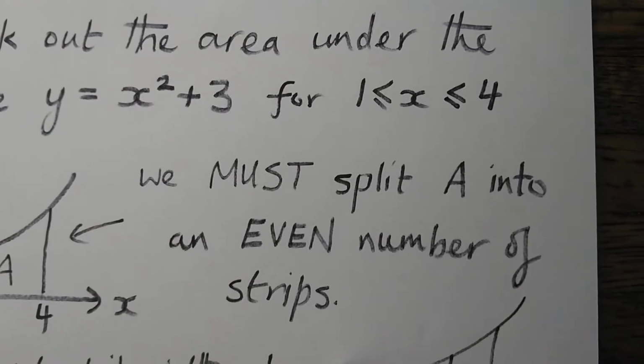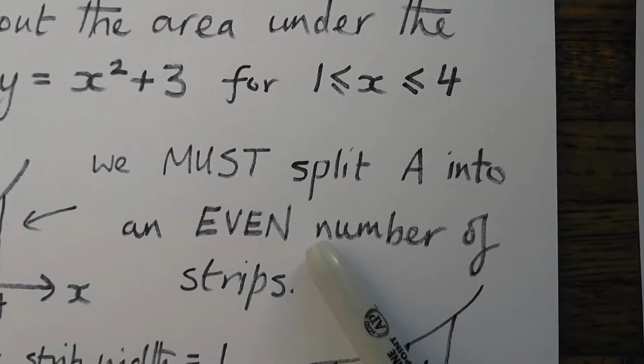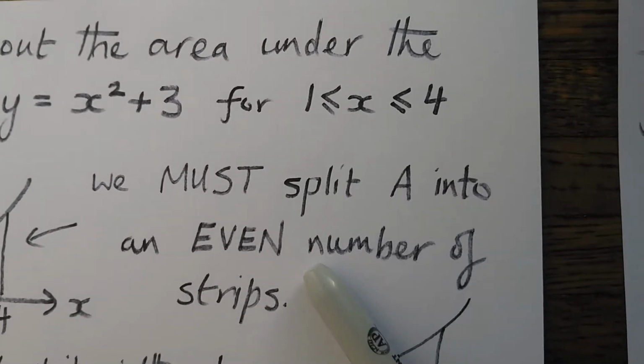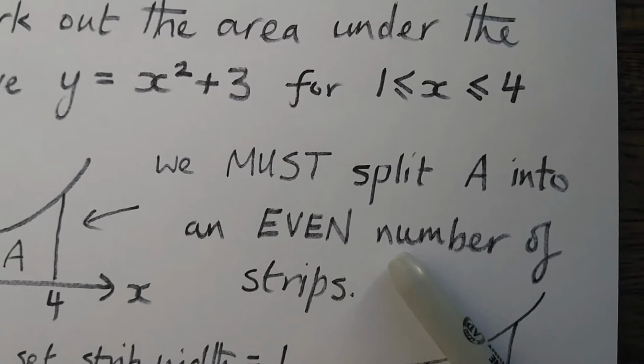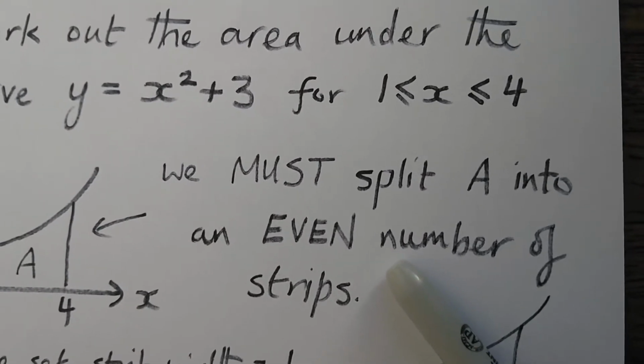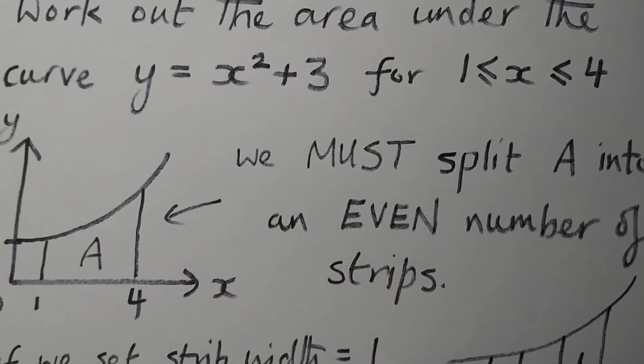Now for Simpson's rule, we must split A into an even number of strips. If you remember, for the trapezium rule, it doesn't matter. You could do as many strips as you want. You could do 3 strips or 11 or 12 or 14. But for Simpson's rule, you must do an even number.